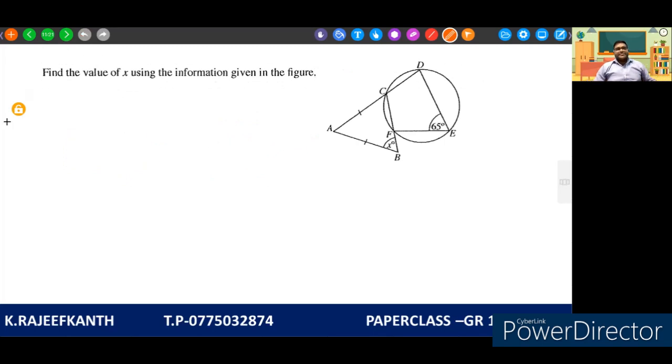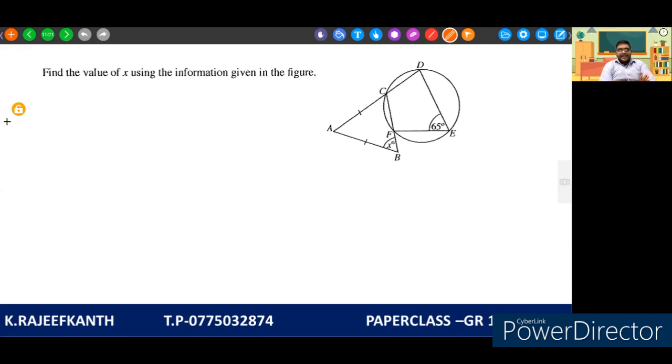Then next one. Find the value of x using the information given in the figure. So you should know about the cyclic quadrilateral, then triangles and circle. Everything you have to know. So by using those theorems or concepts, you can find the value of x.